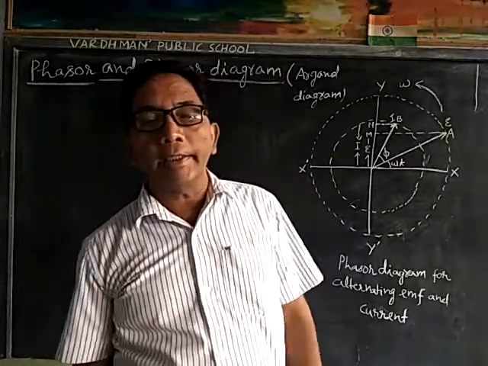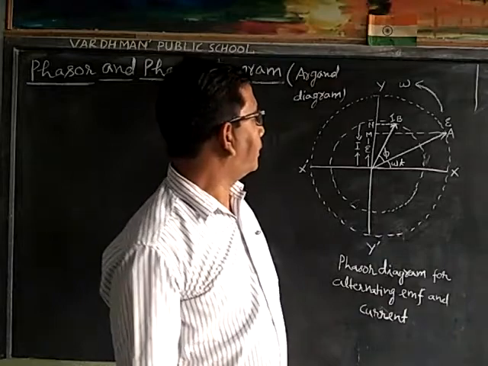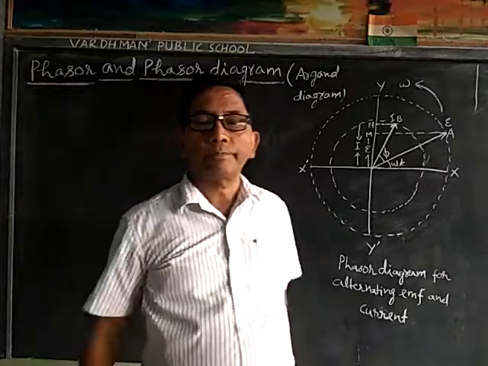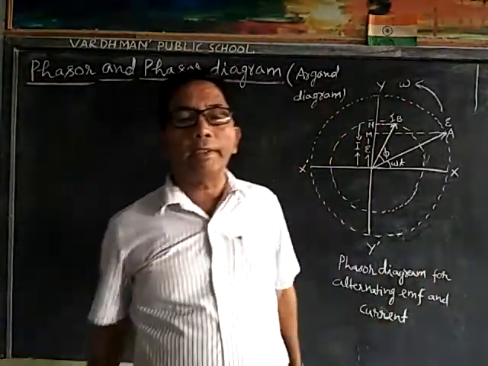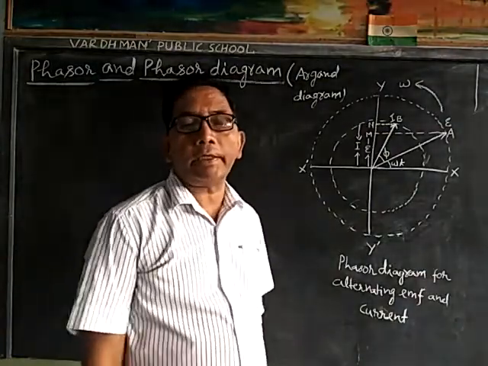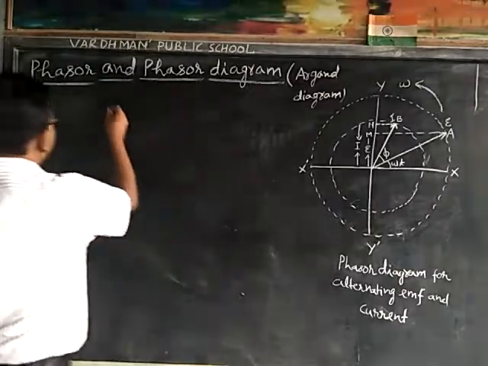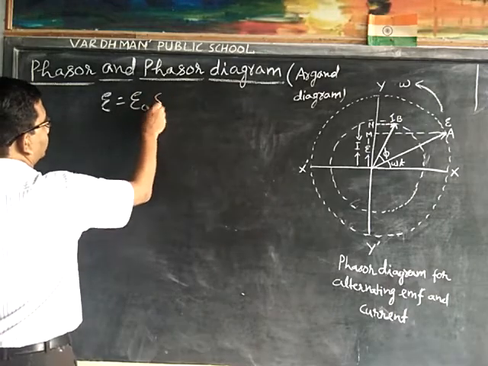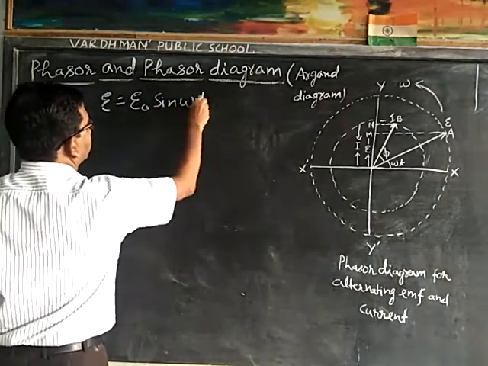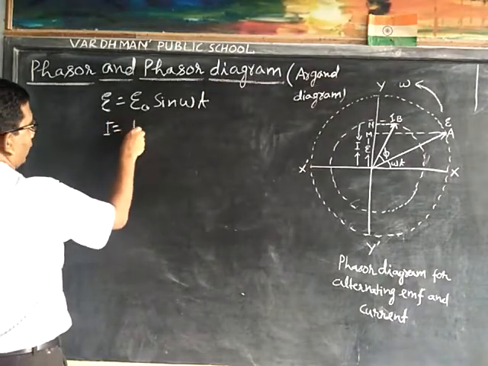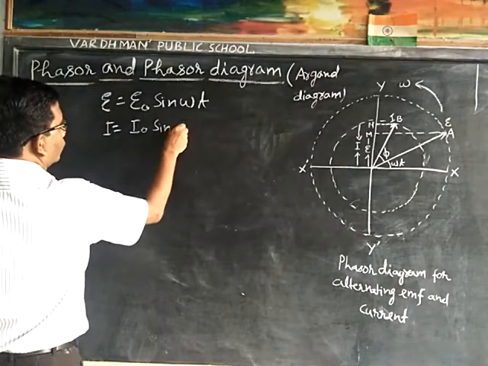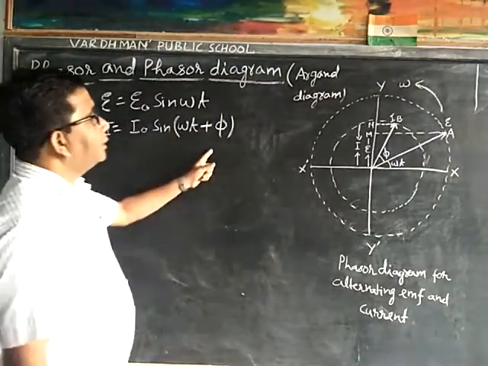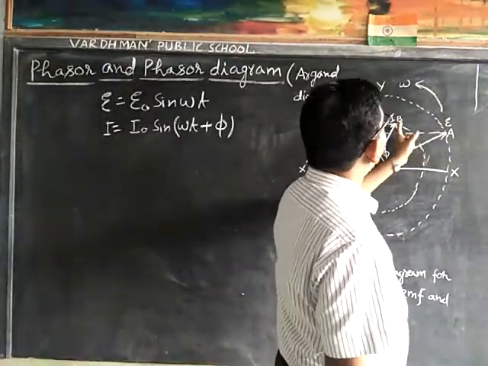Suppose an alternating current and EMF are constant in a circuit and given by E is equal to E0 sin omega t and I is equal to I0 sin omega t plus phi, where phi is the phase angle between E and I.